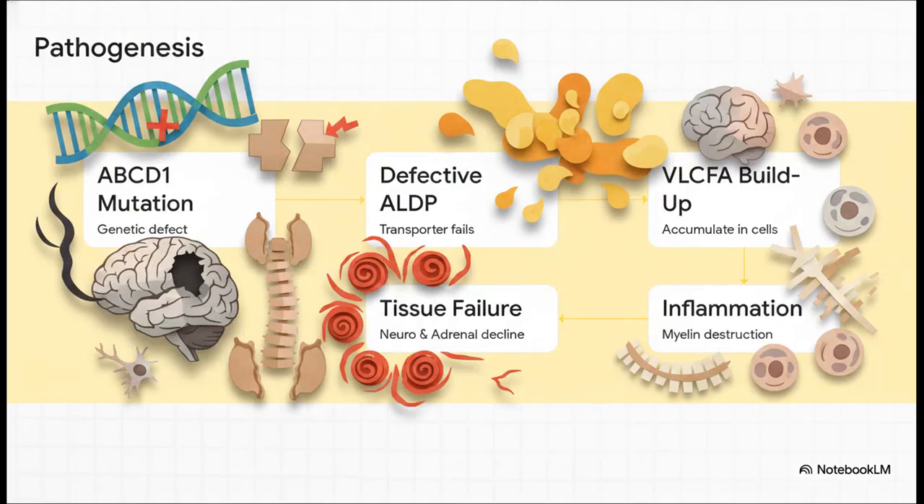It's basically a catastrophic domino effect. It starts with the ABCD1 mutation, which gives you the defective ALDP. As those VLCFAs accumulate, specifically inside oligodendrocytes in the brain, microglia, and adrenal cortical cells, they cause severe oxidative stress. This triggers relentless inflammation and myelin destruction. The end result of all this cellular chaos? Cerebral demyelination, spinal cord degeneration, and primary adrenal cortical atrophy. This is exactly why our 8-year-old boy lost his neurological function and suffered adrenal failure all at the same time.